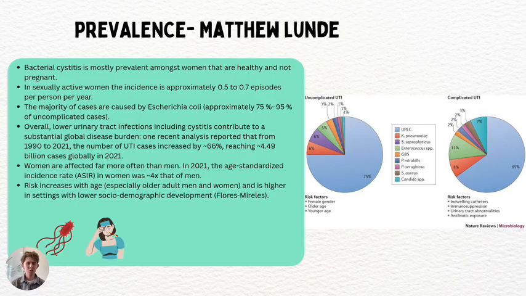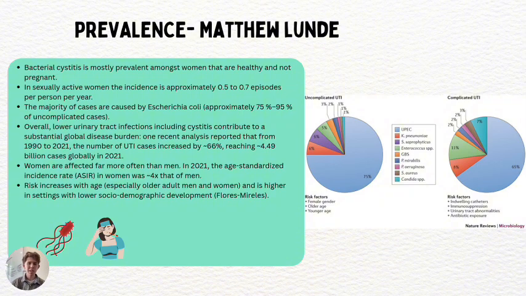Bacterial cystitis is mostly prevalent amongst women that are healthy and not pregnant. In sexually active women, the incidence is approximately 0.5 to 0.7 episodes per person per year. The majority of cases are caused by E. coli, and that accounts for approximately 75 to 95% of uncomplicated cases.